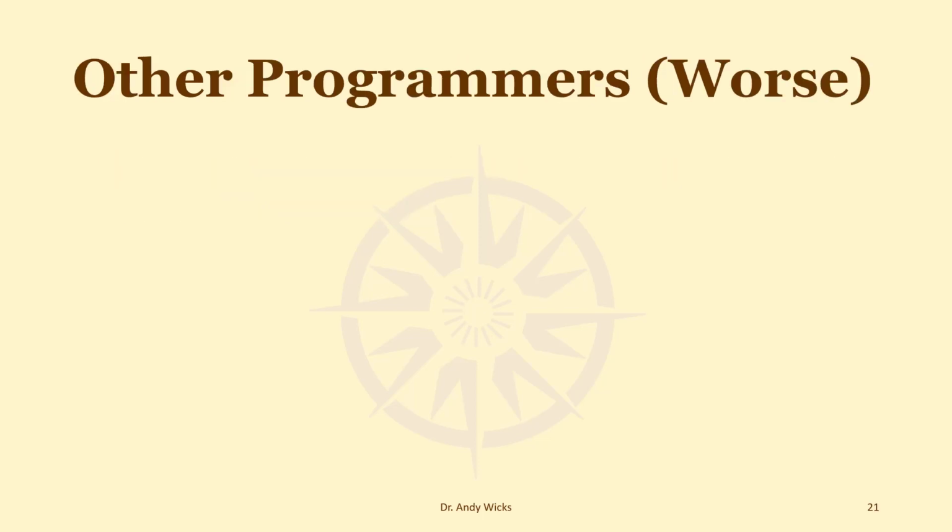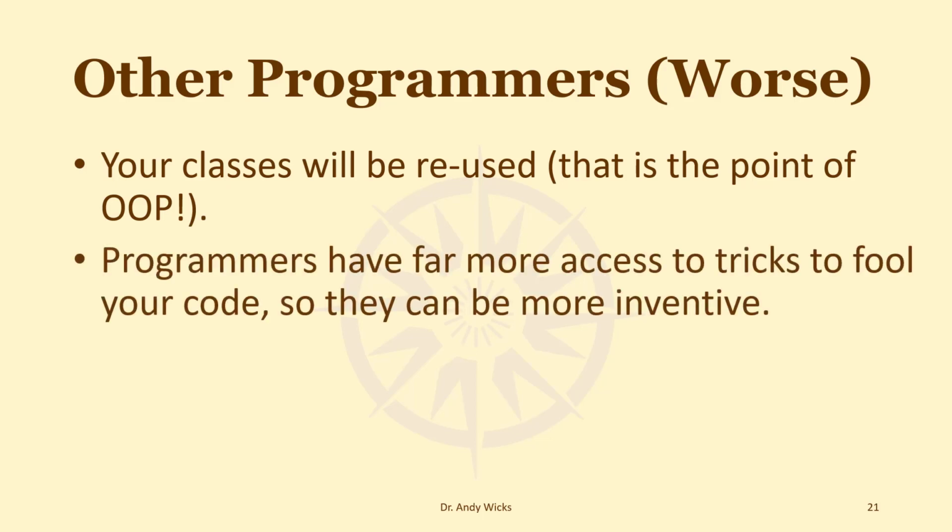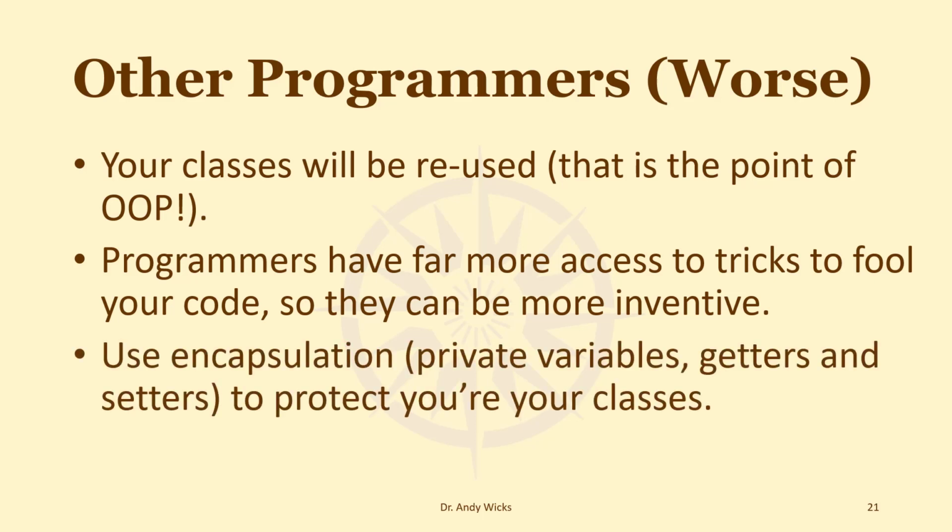The second kind of enemy you're going to have are other programmers. Your classes will be reused. That's the whole point of object-oriented programming. Programmers have far more access to tricks to fool your code, so they can be more inventive, and it's up to you to make sure you use encapsulation, the use of private variables, getters and setters, to protect your classes. It's down to you to make your reputation.